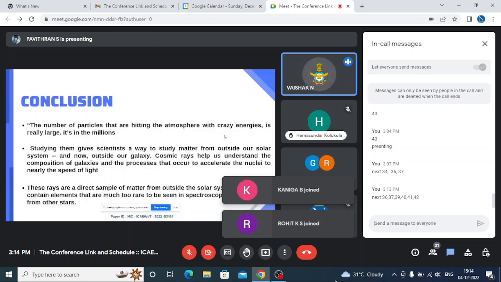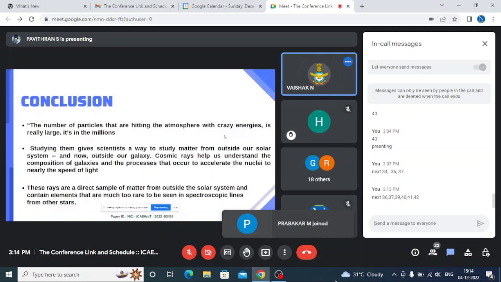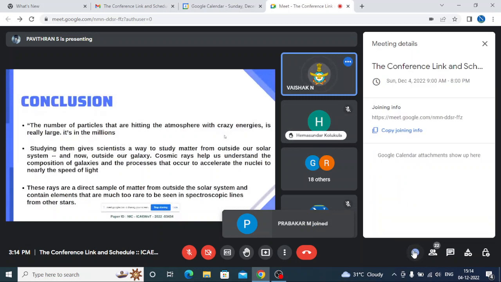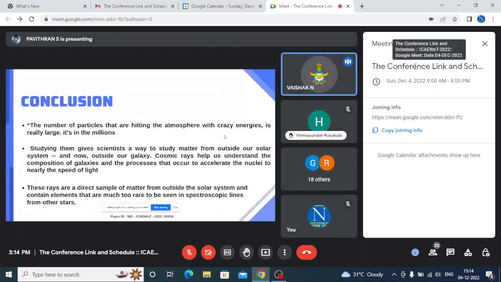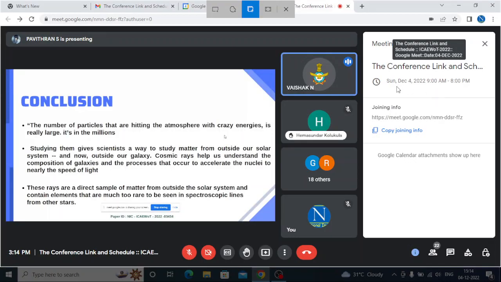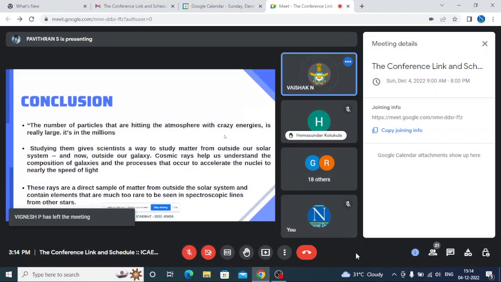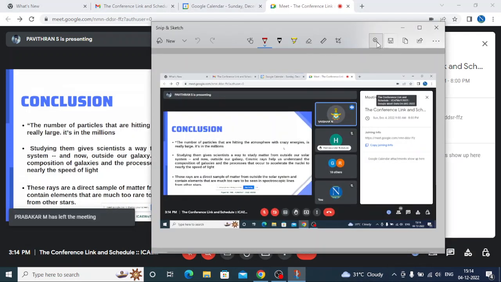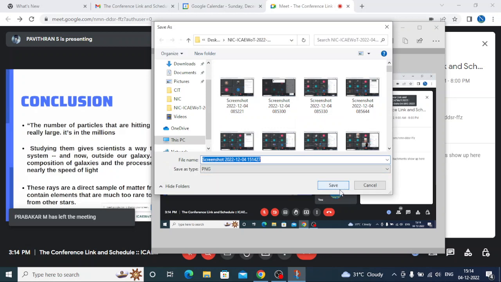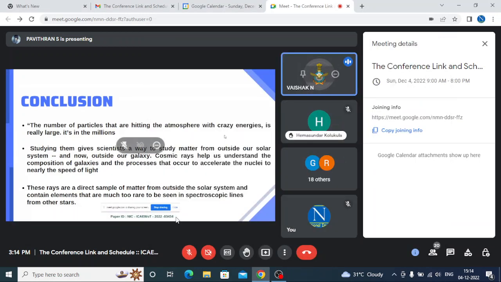Next slide. So in conclusion, studying these cosmic rays and their detection gives scientists lots of ideas about how they work, how they react with the atmosphere, and it helps us understand the composition of galaxies and the processes that occur. As these come from outside our solar system and from different galaxies, their behavior is slightly different from the usual particles that scientists discover. So detecting them involves a wider understanding of their nature.